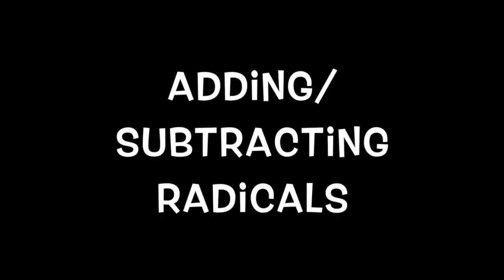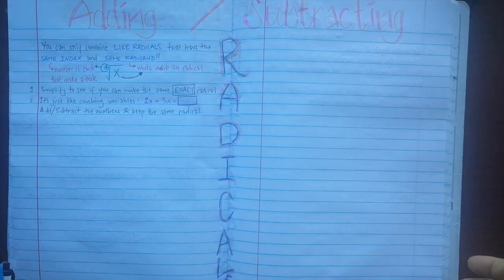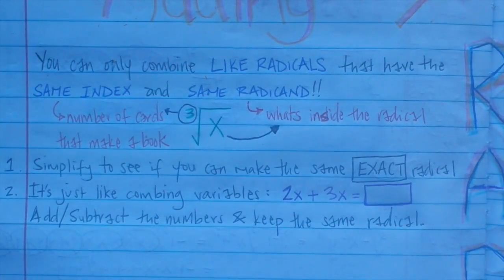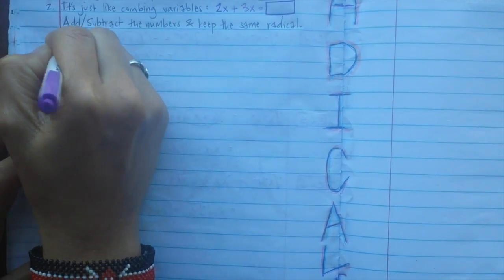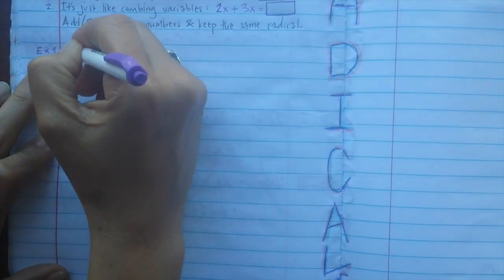Alright, so we're going to take a look at adding and subtracting radicals. You're going to pause the video and copy this down. I'm going to zoom in just a second. So again, pause the video, copy that down. Alright, so let's take a look at an example now that you copied that down.